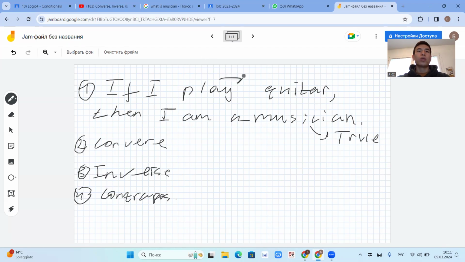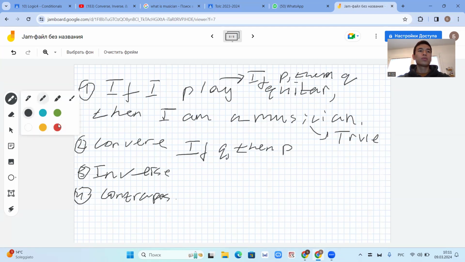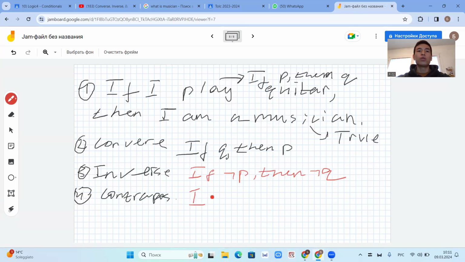Смотрите, если conditional it's if P then Q, converse is if Q then P, inverse is if not P then not Q, and contrapositive is just the negation of the converse. If not Q, then not P.